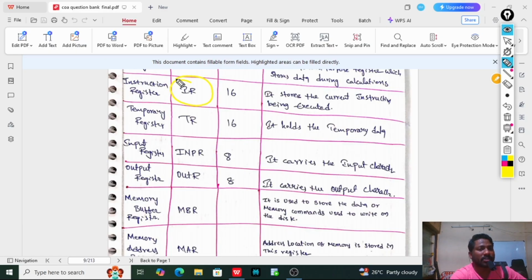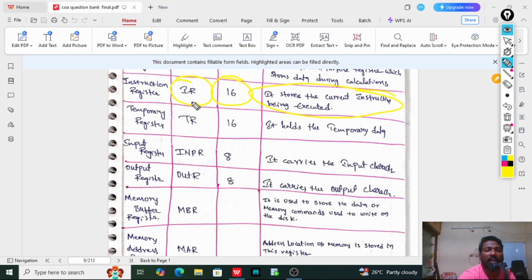IR means instruction register. This is also very important, like the program counter. It is a 16-bit register. It stores the current instruction being executed. This is a very important point you have to remember. The instruction register stores the current executing instruction, whereas the program counter stores the next instruction, but the instruction register stores the present instruction which is going through execution.